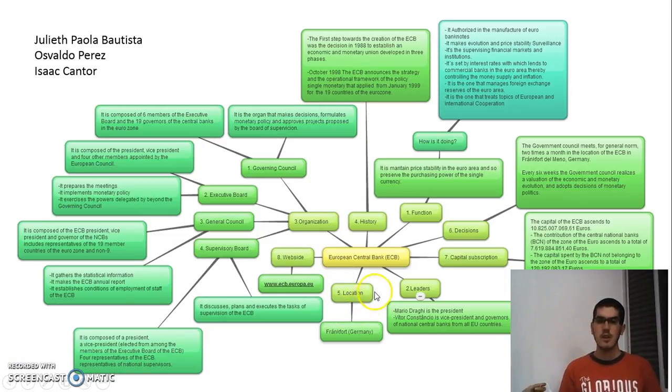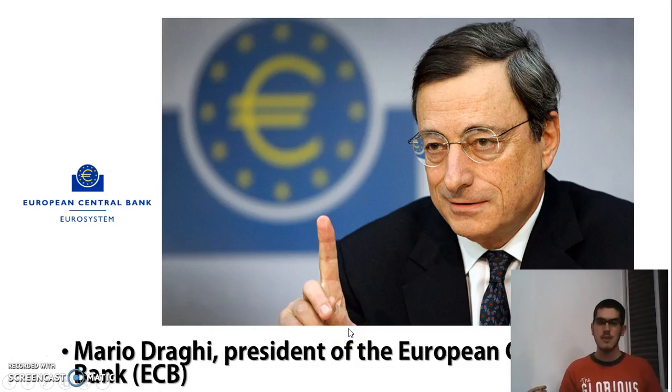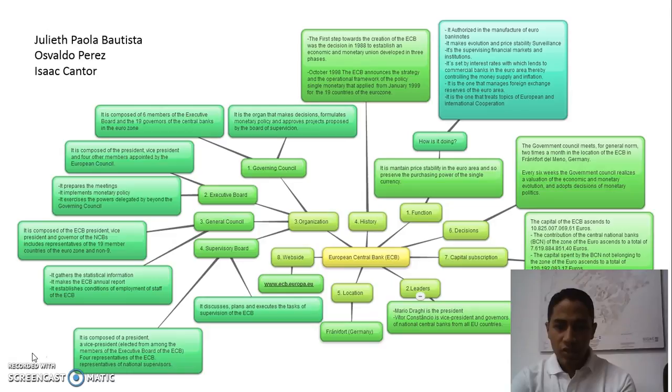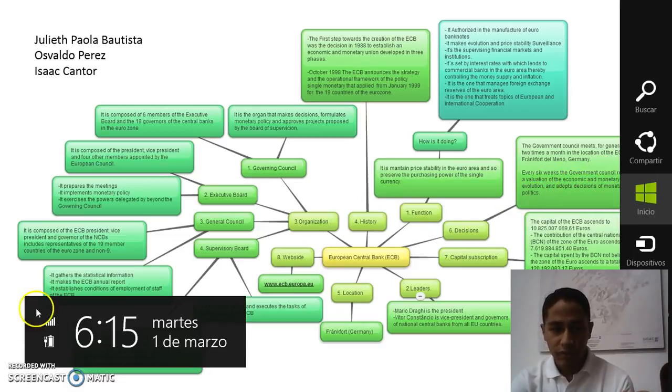The location of the European Central Bank is here in Frankfurt, in Germany. The decisions of the European Central Bank: the Governing Council meets as a general rule 2 times a month at the location of the ECB in Frankfurt am Main, Germany. Every 6 weeks, the Governing Council releases an evaluation of the economy and monetary evolution and adopts decisions on monetary policy.